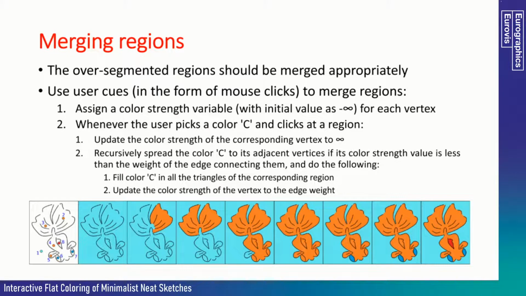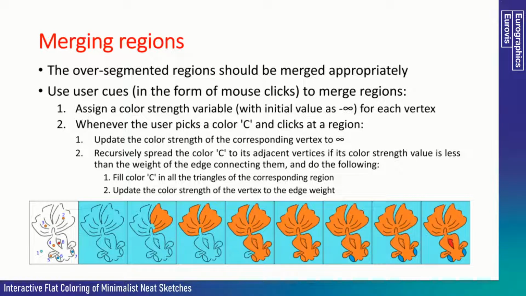To do that, first we define a color strength variable for each vertex and assign its value to -infinity. Whenever the user picks a color and clicks at a region, the region will be filled with that color and the corresponding vertex will be identified. Recursively, the color is spread to the regions corresponding to the adjacent vertices, if and only if its color strength value is less than the weight of the edge connecting them.